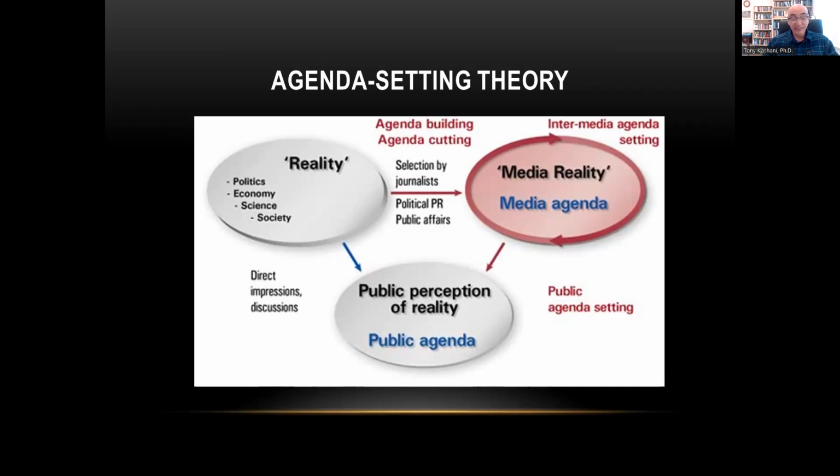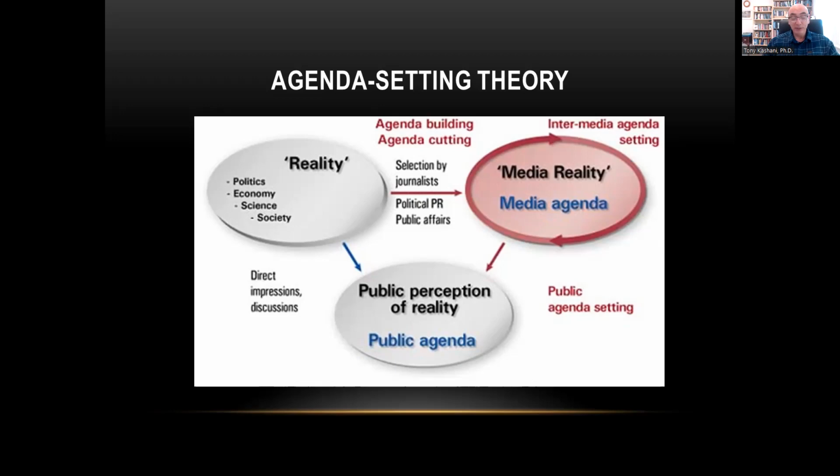Number two is the media agenda versus public agenda. The theory distinguishes between the media agenda and the public agenda. The media agenda refers to the issues and topics that receive extensive coverage in the media. The public agenda, on the other hand, is the set of issues that the public perceives as important. So there's this competition in some ways between the public and the media.